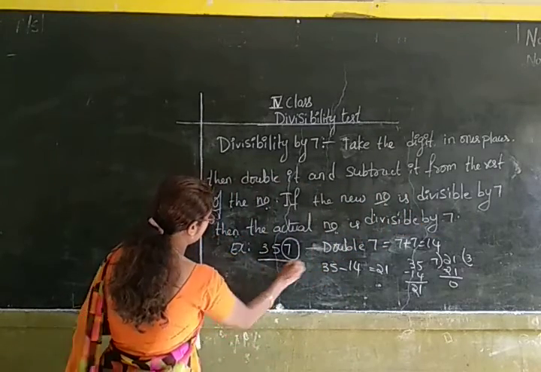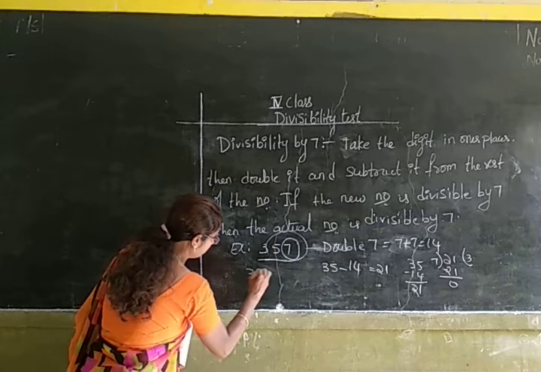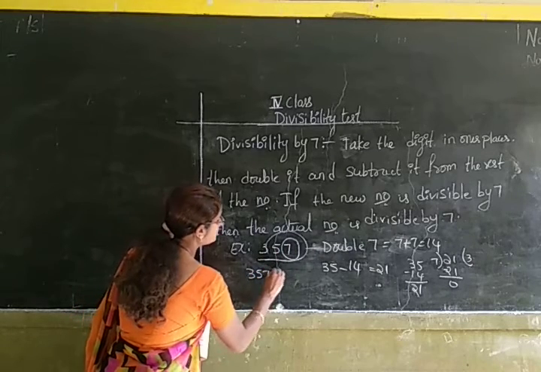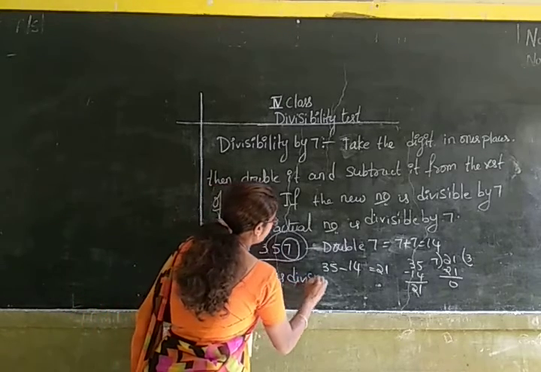What is the actual number? The actual number is 357. So 357 is divisible by 7.